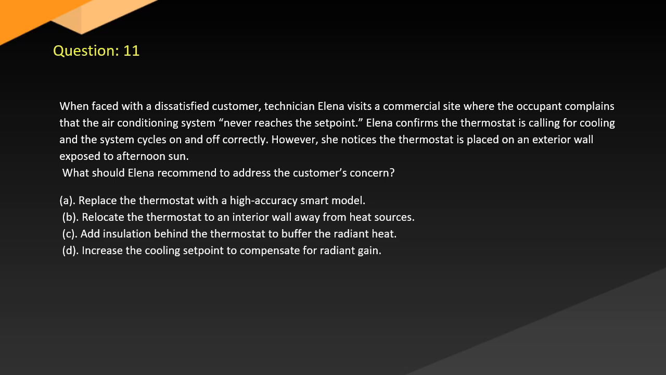A. Replace the thermostat with a high-accuracy smart model. B. Relocate the thermostat to an interior wall away from heat sources. C. Add insulation behind the thermostat to buffer the radiant heat. D. Increase the cooling set point to compensate for radiant gain.